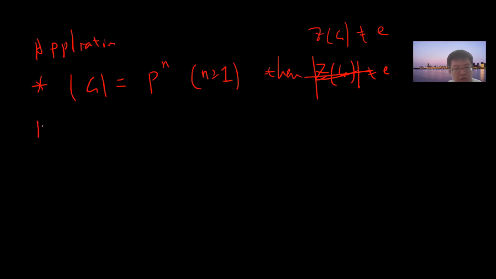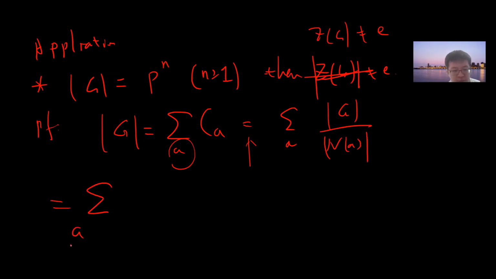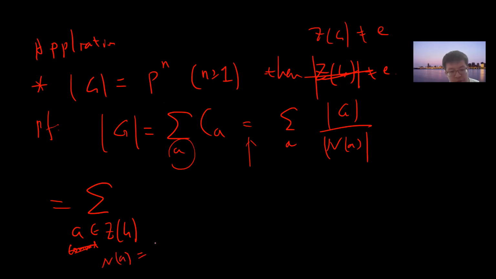Okay, so the proof uses the class equation. We start with G, which is basically all the conjugacy classes. I can separate into two cases. For every a, there are only two cases. The first case is that a commutes with everything, which is basically a belongs to Z of G. And if a belongs to Z of G, then N of a will be just the whole group, so this means 1.